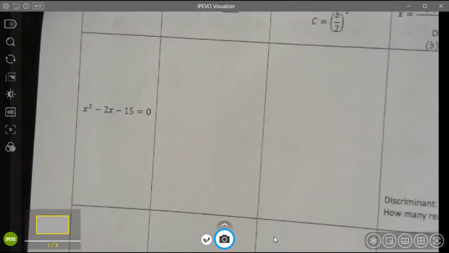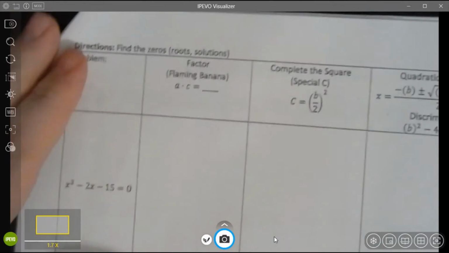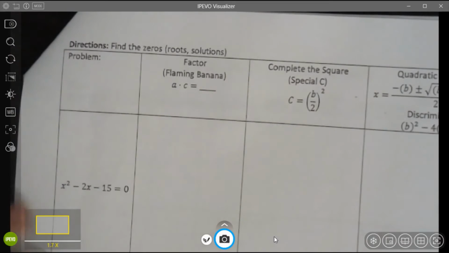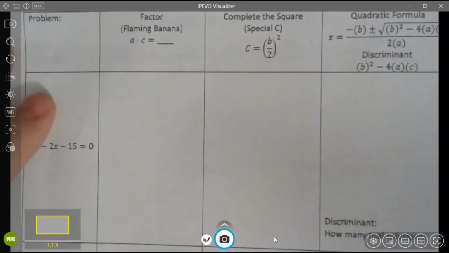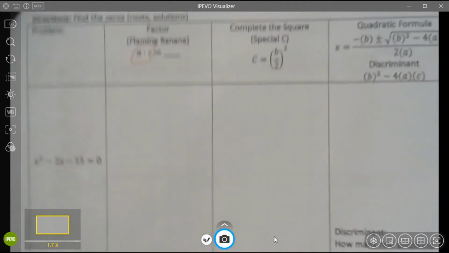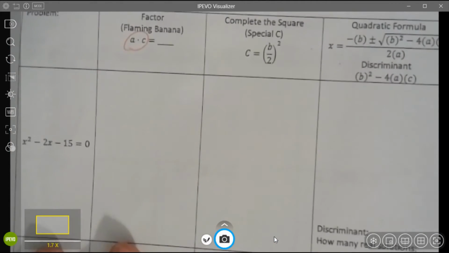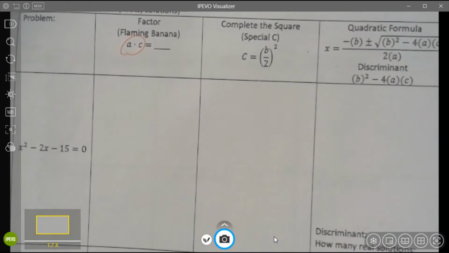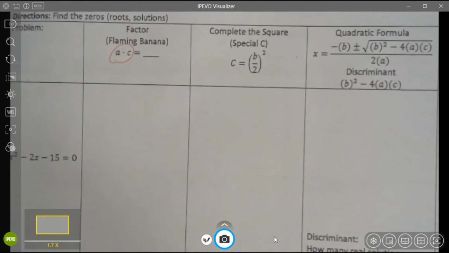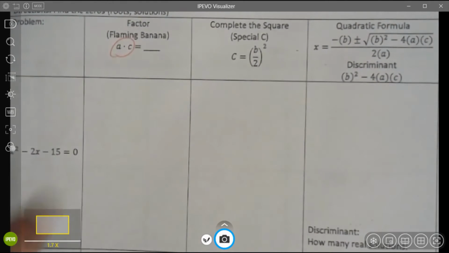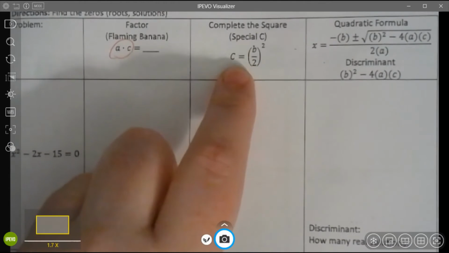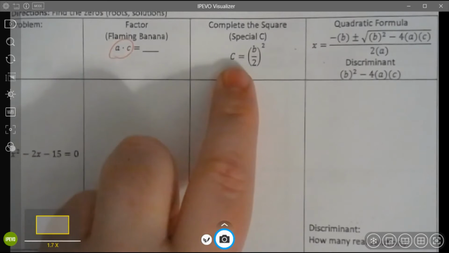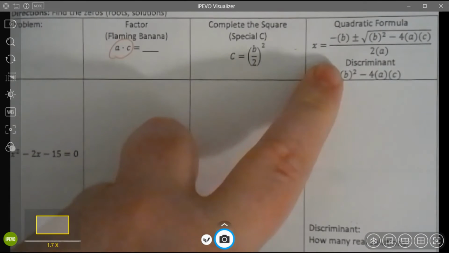On the next page, find the zeros, and I asked you to do sort of 3 different methods. The first method is to factor, so this is that AC method. I went over the AC method in that factoring resource video. So if you don't remember how to do the AC method, please look at that video. Then there's complete the square method. We haven't done this in a while, so I'll go over one of these. Then there's the quadratic formula.